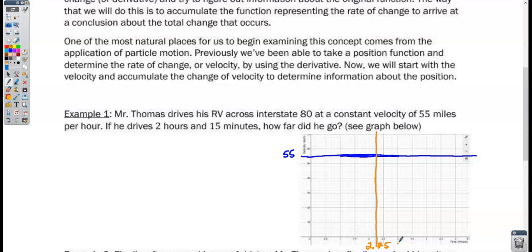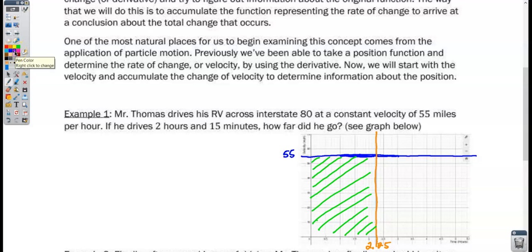So if I want to find the total distance that was traveled by the RV in this time, I'm going to accumulate that rate of change. I'm going to accumulate all of this area underneath the curve between time 0 and time 2.25. Now, of course, that's a rectangle, and finding the area of a rectangle is something that should be fairly simple for all of us. We're just going to find the area of the rectangle by taking the length times the width.